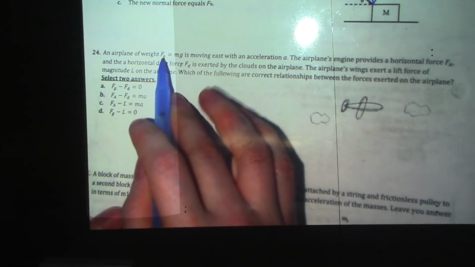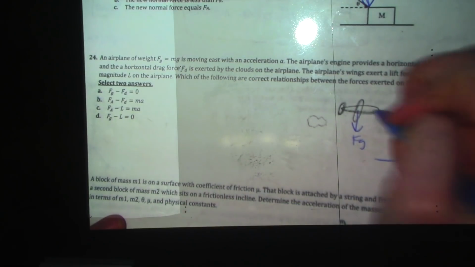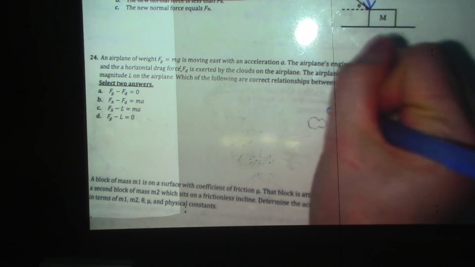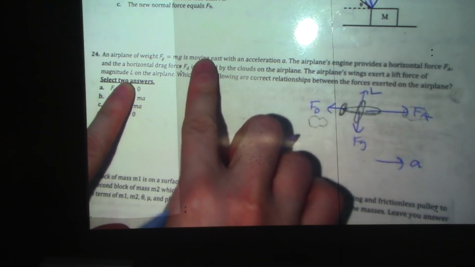This one's from your ticket, but I liked it. We've got a force Fg like this. I know that you're moving with an acceleration east. I have a horizontal applied force like this, and a drag force, drag meaning against, right? And then a lift force L. Now it says that I have an acceleration east.